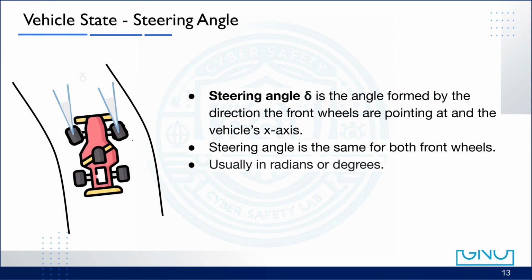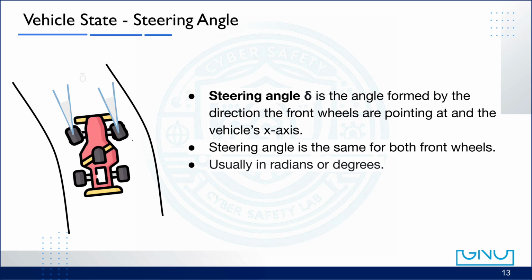Next is the steering angle, delta. Delta is the angle between the front wheel direction and the vehicle's x-axis, the forward axis. In simplified bicycle models, we use one common steering angle for both front wheels.